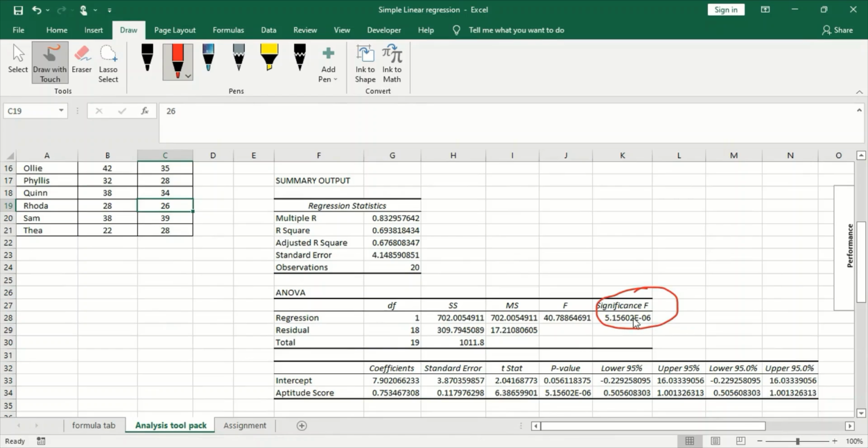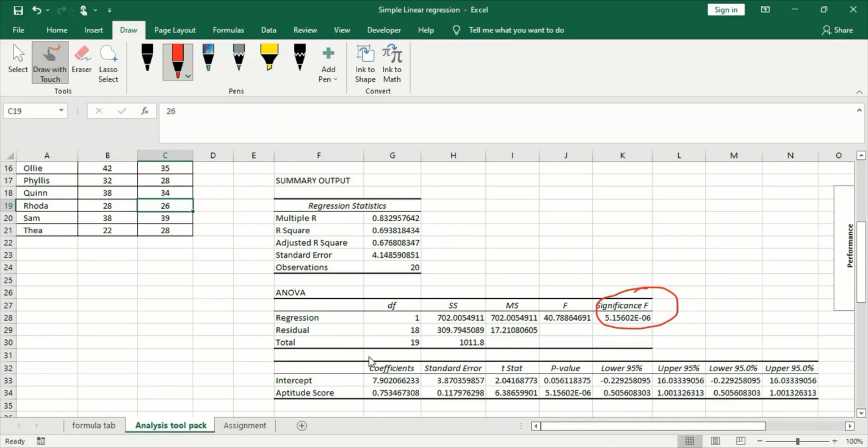Now, this number you are seeing here is an exponential. It means 5.15602 times 10 raised to the power of -6. So that's about 0.00000051. You understand? This is a very small number. Most times we test significance at 5%, that is 0.05, or 1%, that is 0.01, or 10%, that is 0.1. This is obviously smaller than even 0.01. So that means our regression line is significant.